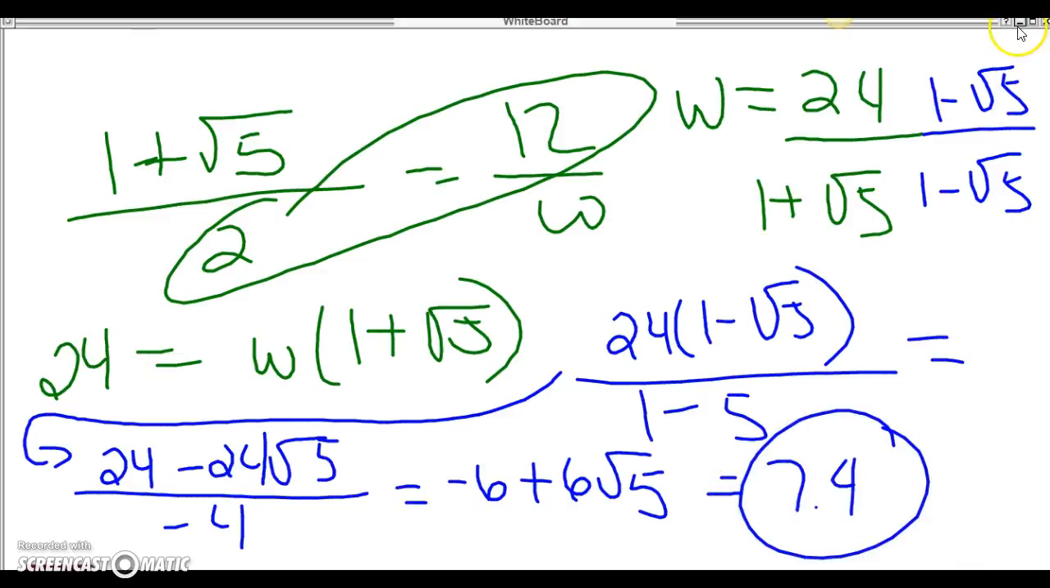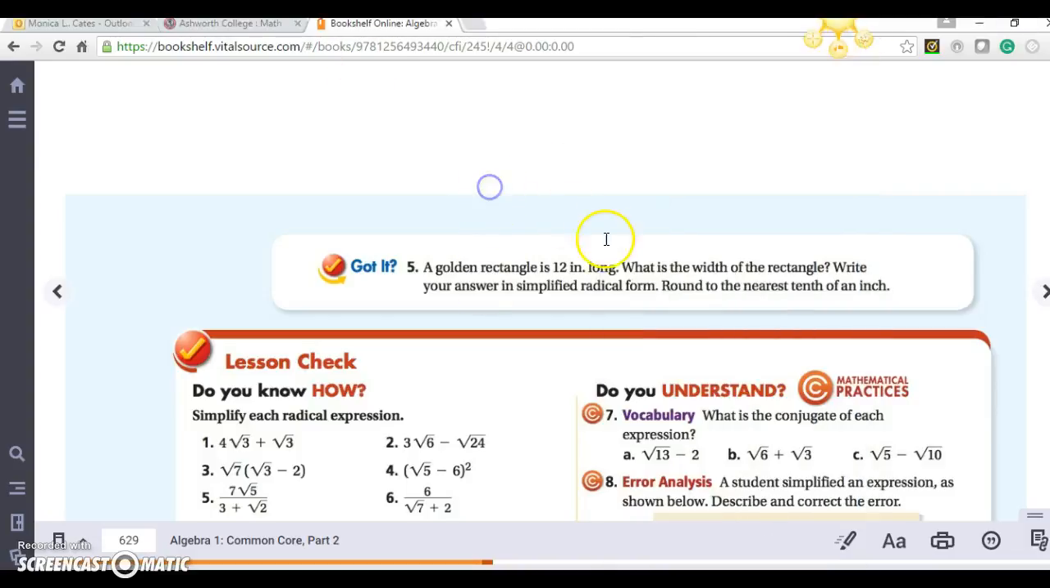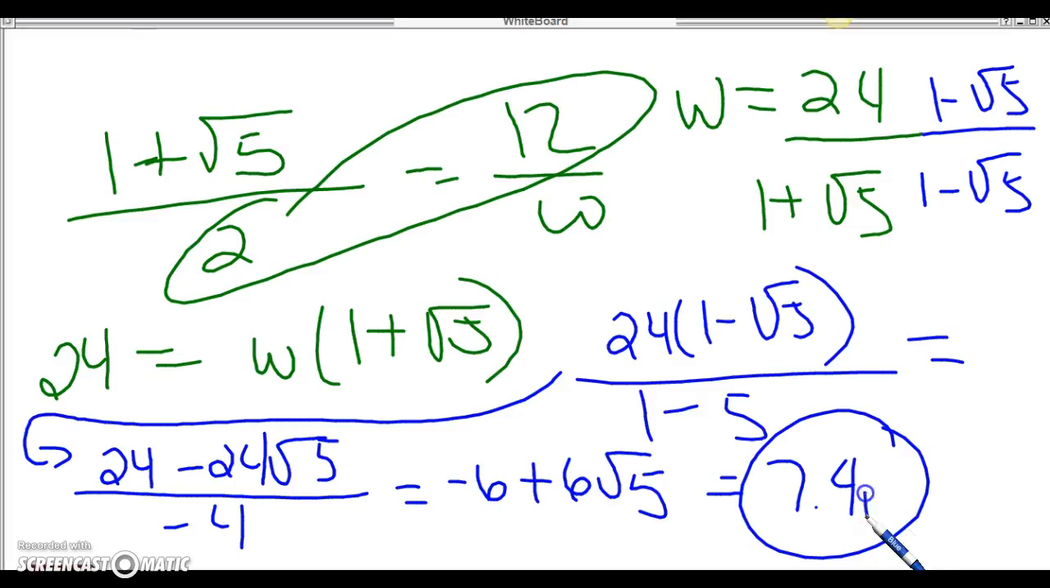And let's look at what it is, this is in inches, so 7.4 inches. I hope this helps.